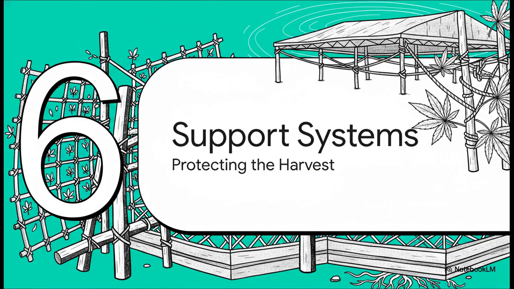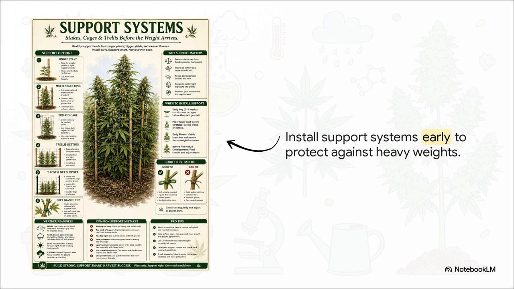And that leads us to our final act, Section 6, Support Systems for Yields. Let's move to our next point and see how this builds into protecting the massive architectural investment we've just spent months creating. The single biggest mistake growers make is waiting until the branches are heavy to install their support. You need to install your stakes, cages, and trellis systems early, well before the heavy buds arrive. Setting up your trellis during the vegetative stage means the stems will literally grow through and lock into the netting. That provides immense structural integrity, preventing your main branches from snapping during severe weather later on.